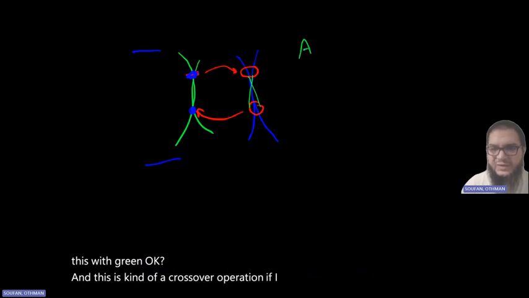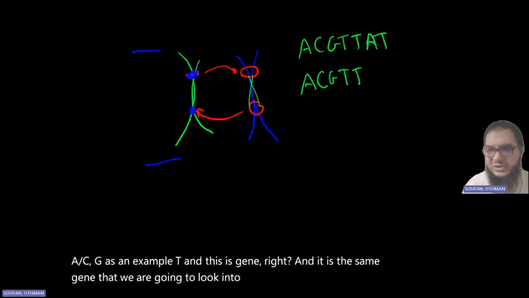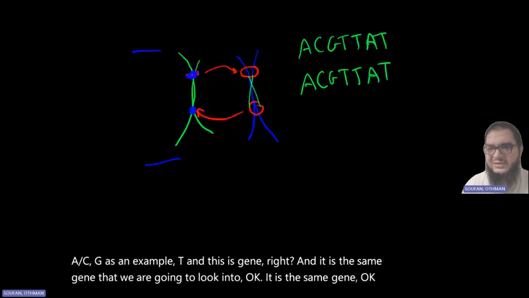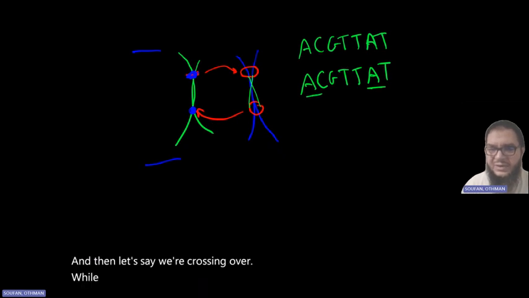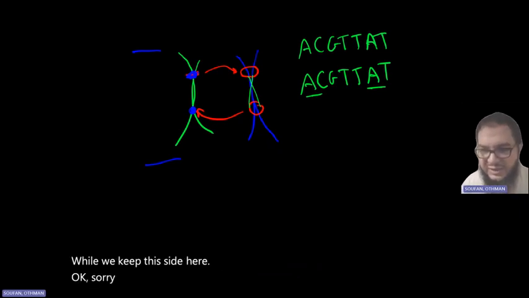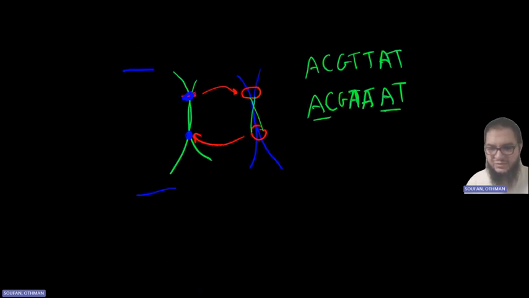If I were to give ACG as an example, TTAT, and this is a gene, right? And it is the same gene that we're going to look into. Okay, it is the same gene. And then let's say we're crossing over while we keep this side here. Sorry for this. Let's actually use a different gene. Okay, it is a different gene.